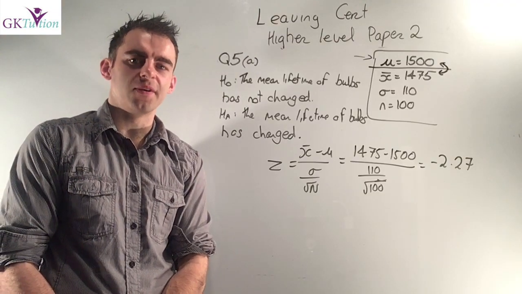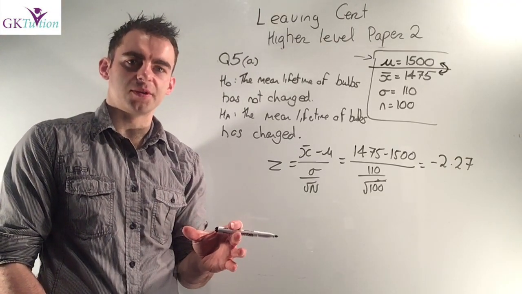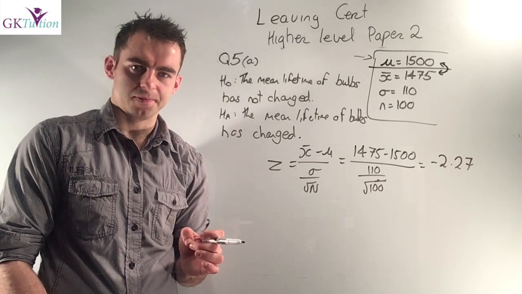Okay, so for question 5 here, there's 15 marks for the first bit, there's 10 marks for the second bit.